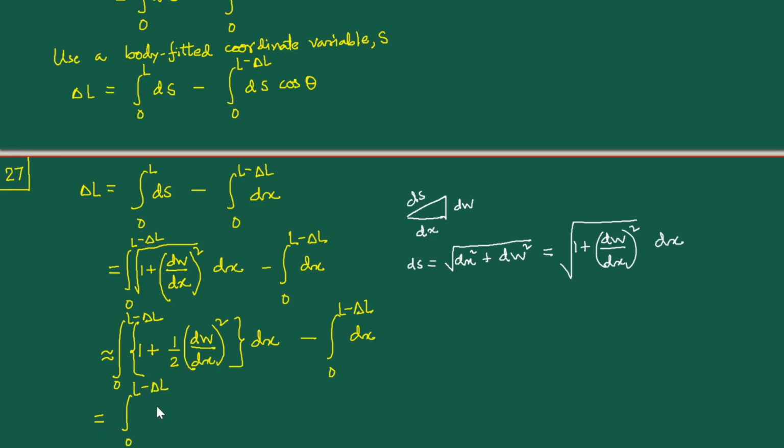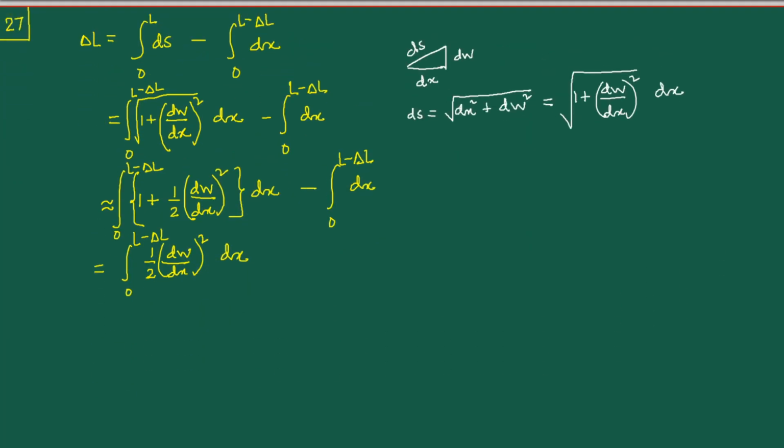This is L minus delta L half dw dx whole square dx. Okay, because you see this 1 times dx integration 0 to L minus delta L, that cancels with this 0 to L minus delta L dx. Okay, so we are left with this. So it is as if we have obtained a part of what we are looking for. It is just now that the US term which we have to take care of. Okay, so let's see how we can do that.